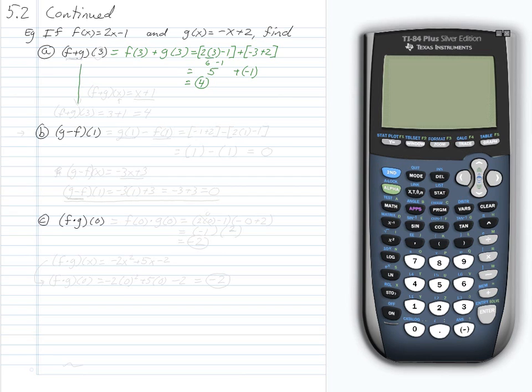But another way to look at it would be to plug 3 into the function that we found, the function f plus g. So remember that f plus g of x is x plus 1. Alright? So with that in mind, f plus g of 3 is going to be the result of plugging 3 into this function. So notice how much quicker that was.